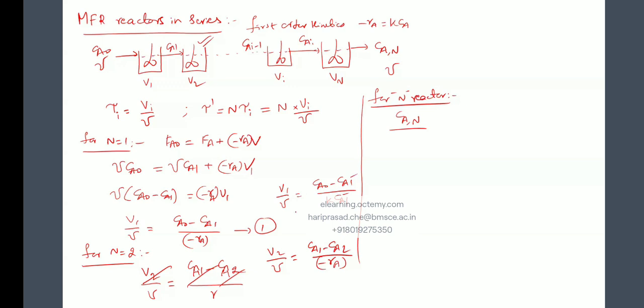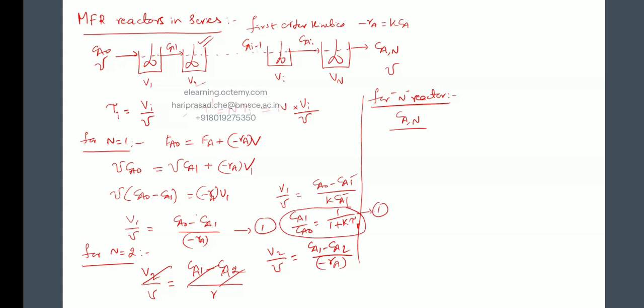Then what you will get is Ca1 by Ca0 is equal to 1 by 1 plus K tau 1. This is for the first reactor and you consider this as the first equation. So instead of stopping here in terms of the rate expression, I am taking it as a first order reaction and substituting K into Ca1. After rearranging the expression, I will get Ca1 by Ca0 is equal to 1 by 1 plus K tau 1.